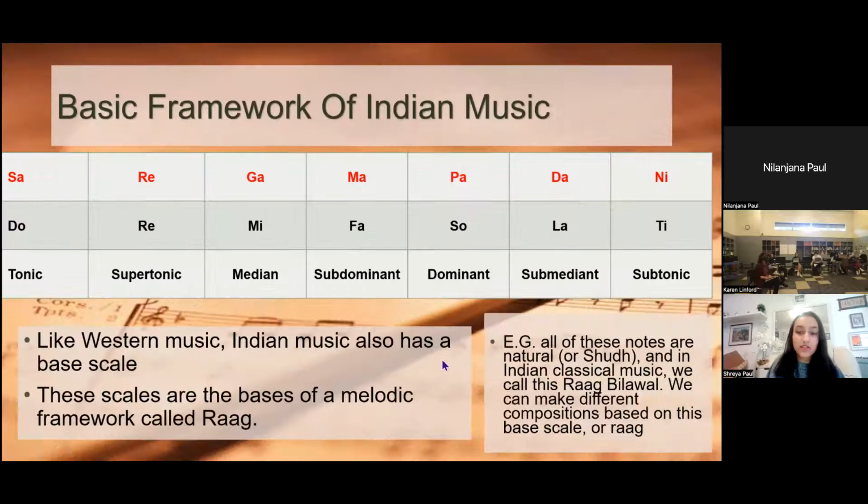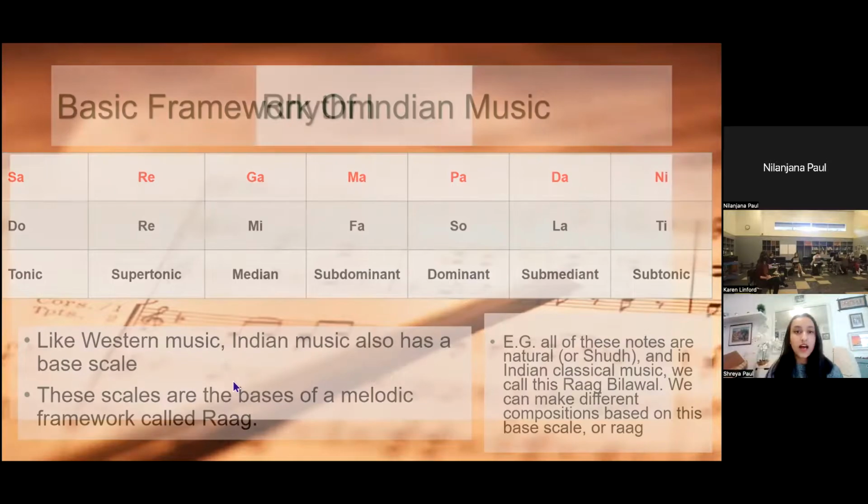So an example of this: all of the notes here are natural. If we were to have that base scale, all of them are natural. We would call this shuddh, so unchanged. In Indian music, we can take this scale with just natural notes, and we can base all songs and compositions off of this one scale of notes. For example, we would call this rag bilaval. We can make different compositions. We call them bandishes or khayals. We can have big bandishes, which are big compositions, which we call bara khayal, and smaller compositions, which are called chota khayal.